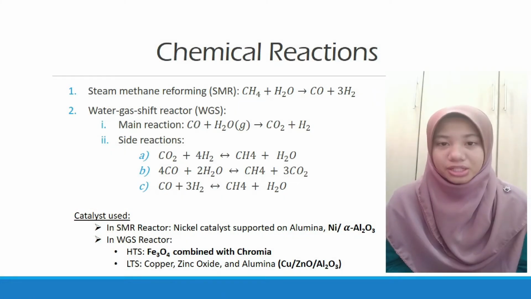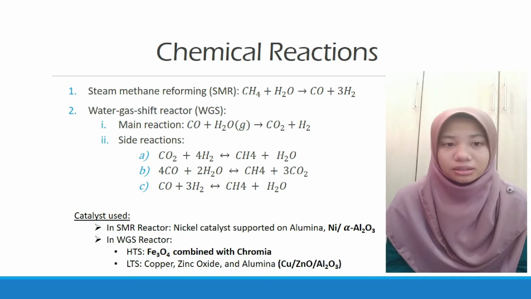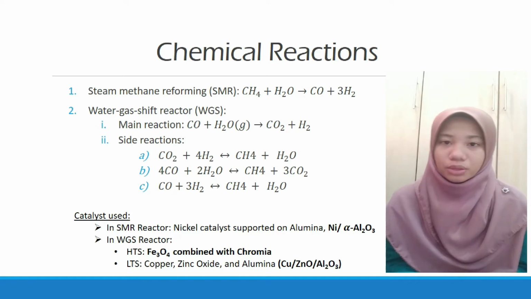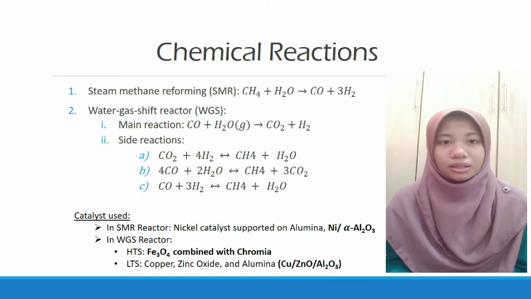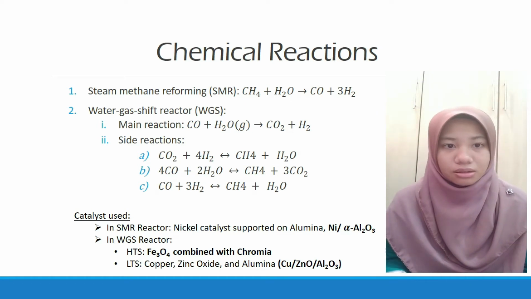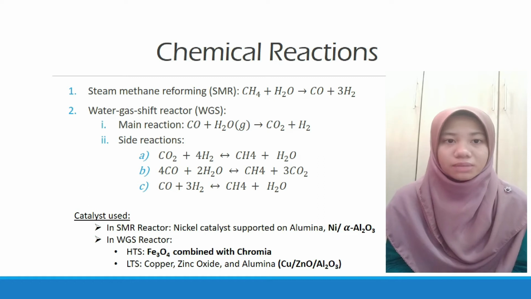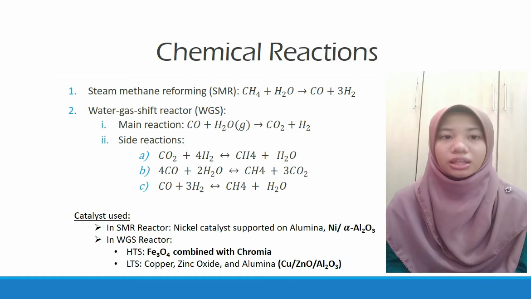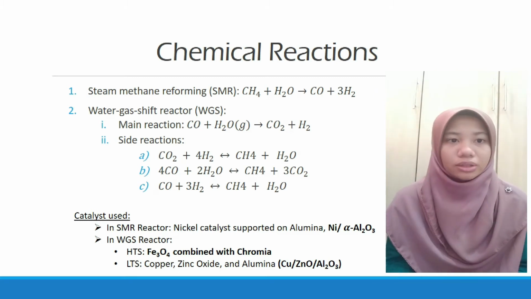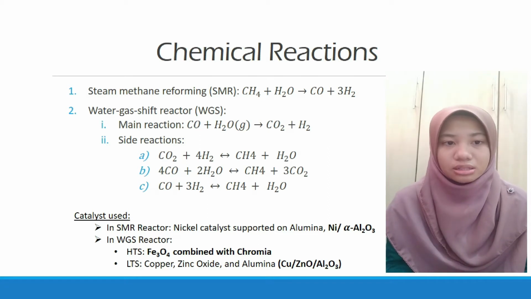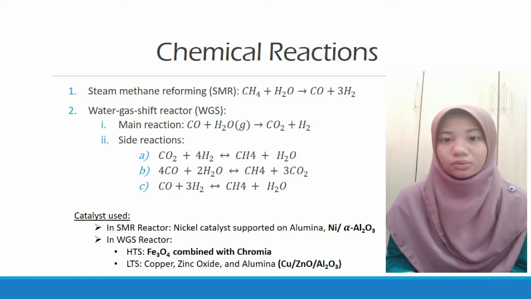So here are the chemical reactions that occur in the SMR plant. In the SMR reactor, methane reacts with water to produce carbon monoxide and hydrogen, which is the desired product. While in the WGS reactor, there's one main reaction, in which water in the form of steam is mixed with carbon monoxide to obtain hydrogen and carbon dioxide. The WGS reaction has some side reactions that produce unwanted byproducts such as carbon and methane. As you can see here, there are three side reactions that occur in the WGS reactor that produce unwanted products.